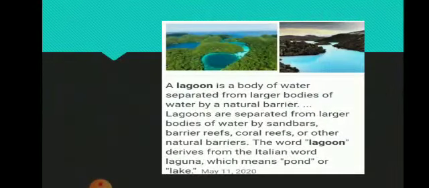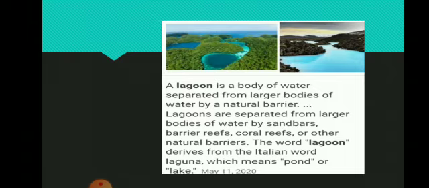Now children, this is the lagoon. We have seen the word lagoon earlier in this video. Lagoon is a body of water separated from larger bodies of water by a natural barrier. Lagoons are separated from larger bodies of water by sandbars or barrier reefs. Reefs means, children, chattan, rock, coral reefs or other natural barriers. The word lagoon derives from the Italian word laguna, which means pond or lake. So this is regarding lagoon.